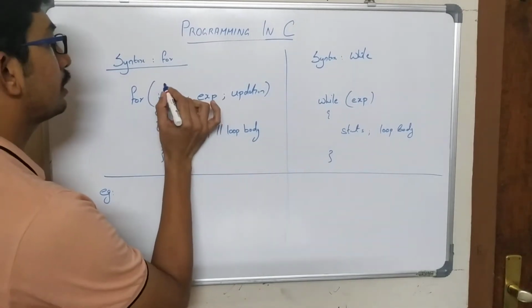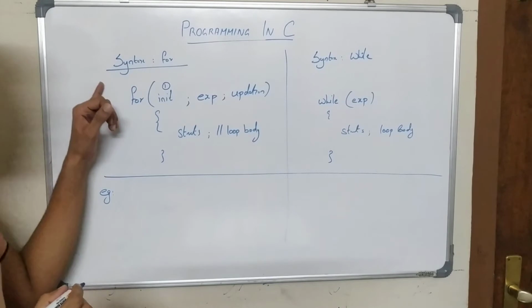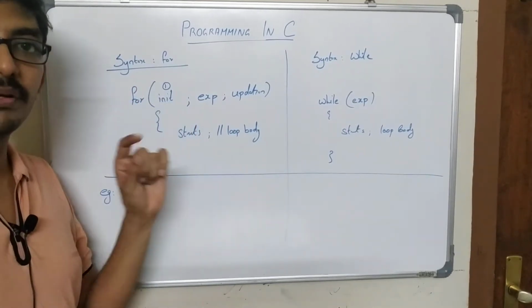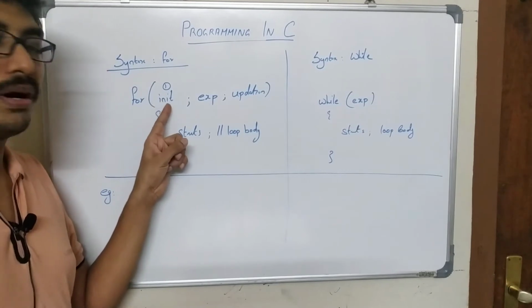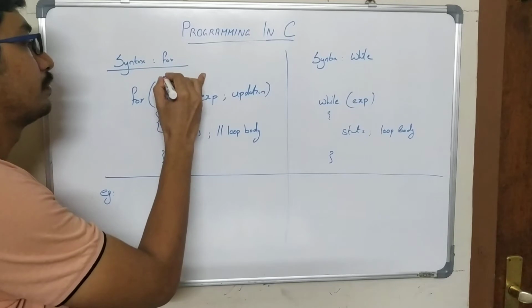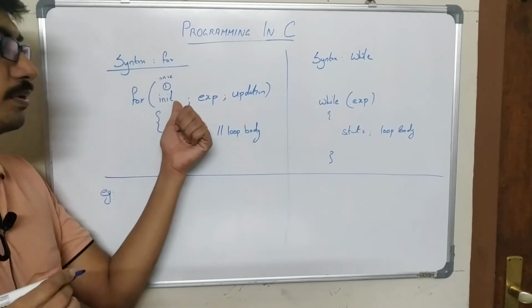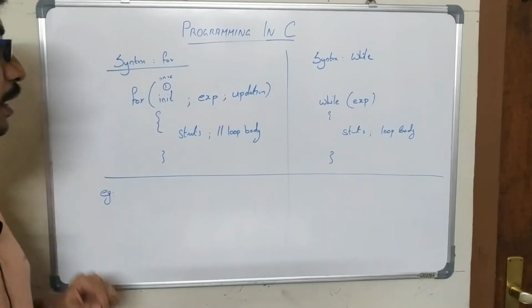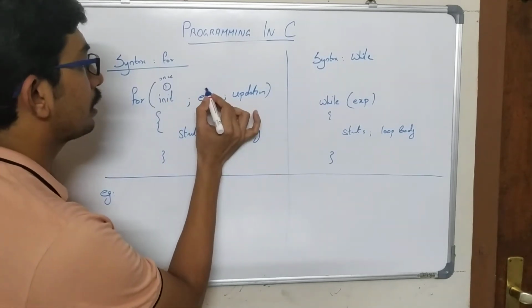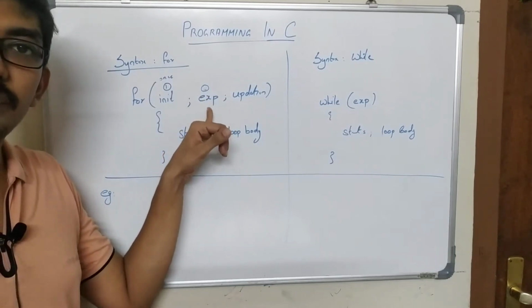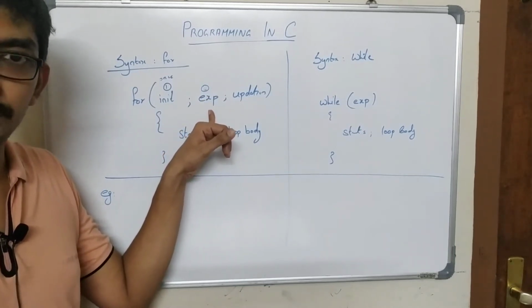So initially the execution will take place at the initialization part, and the point to be noted is that this part will get executed only once. This part of the code will not get repeated. So initialization is a one-time process, and then it will go to the condition part or the expression part. It will evaluate and check whether the expression is true or false.